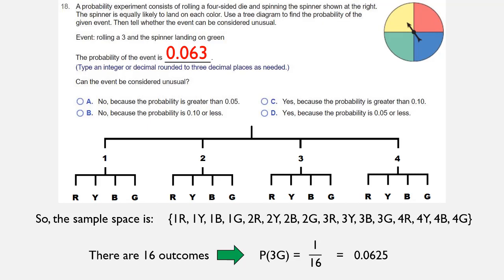So any probability less than 0.05 would be considered unusual. Anything greater than 0.05 would not be considered unusual. So the correct answer here is choice A, no, because the probability is greater than 0.05. That's your answer.